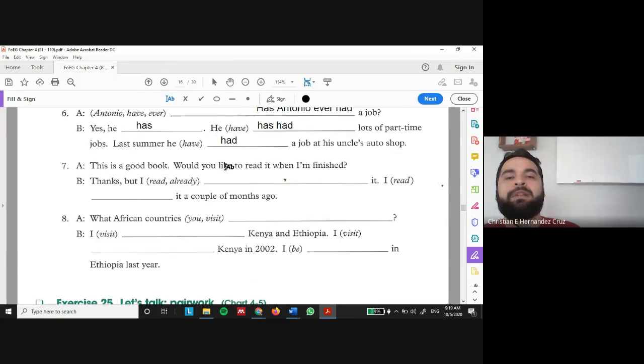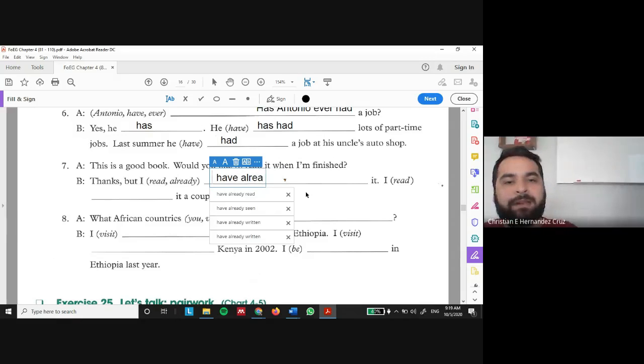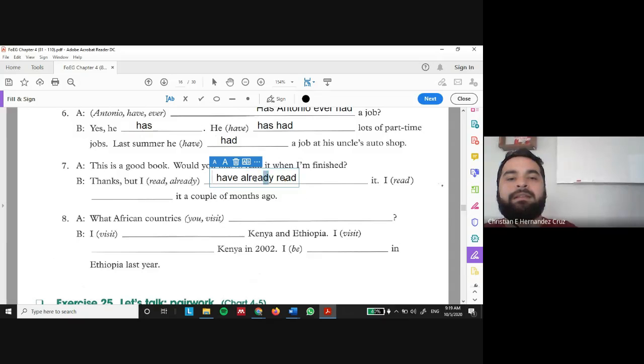This is a good book. Would you like to read it when I'm finished? Thanks, but I read already. I have already read it. I've already read it. Exactly right. And finally, I read it a couple of months ago. Remember, this is specific, so this should be in the simple past.